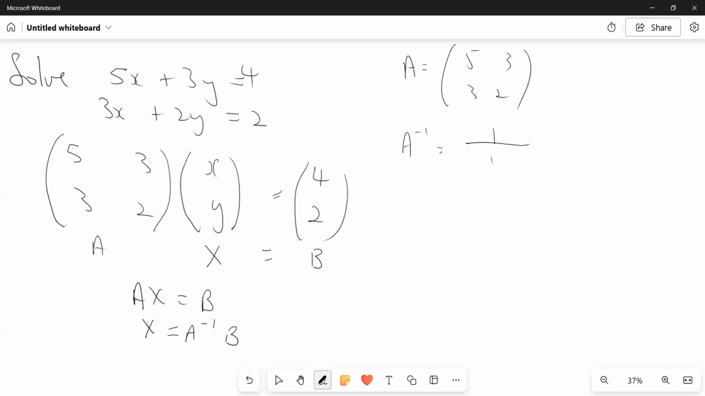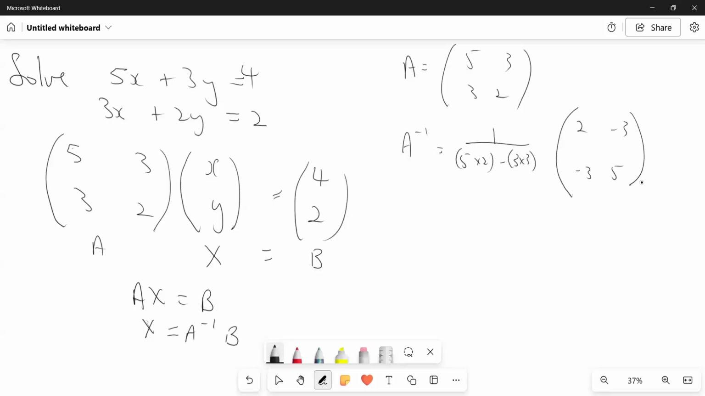Let me write out the whole thing so you know what I'm doing. 5 by 2 minus 3 by 3, times, switch this 2 up, 2, 5, minus 3, minus 3. It's the same thing that we used before, right? We found it before, good. So A inverse is, well, this is 1, right? 2, minus 3, minus 3, 5, good.